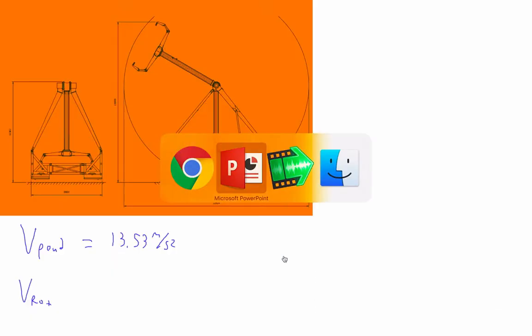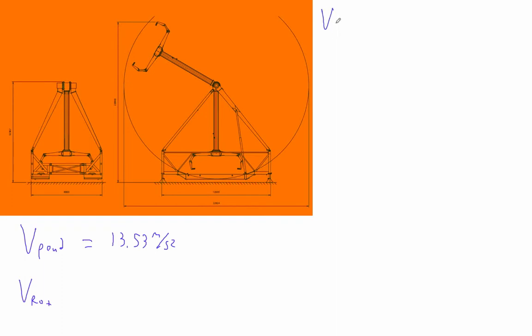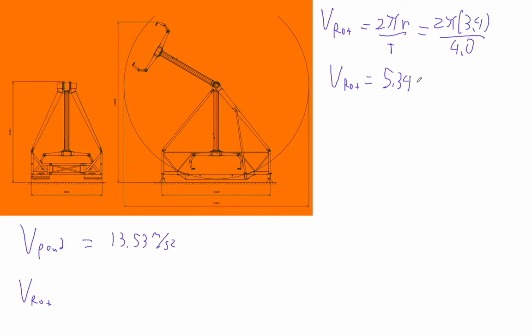So let's use that. The velocity of rotation is just the circumference over the period, so 2 pi r over the period. That's going to be 2 times pi times 3.4 divided by 4.0. 2 times pi times 3.4 divided by 4 is 5.34. Make sure you show that calculation. Don't just say the velocity of rotation is 5.34. You need to show all your calculations. All right, so there we go. We figured that out.